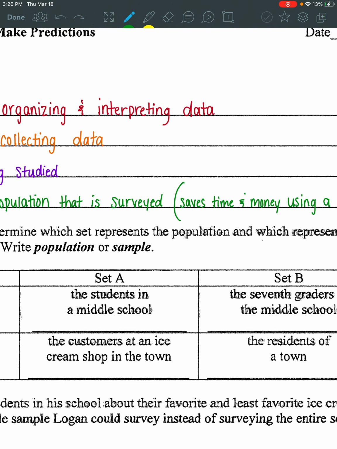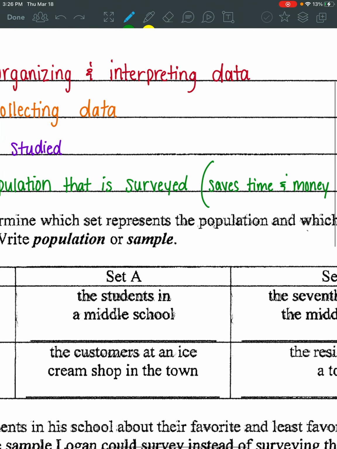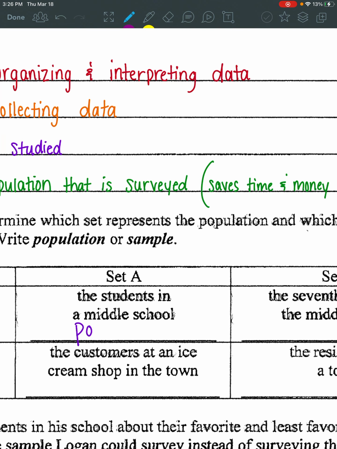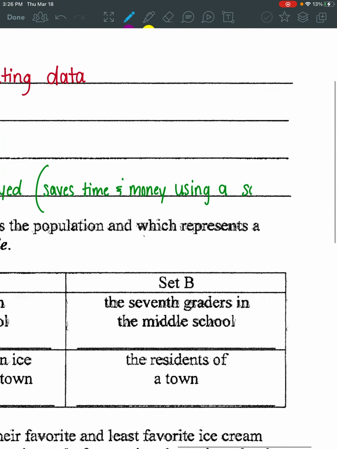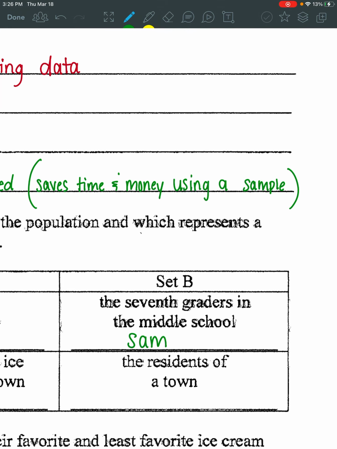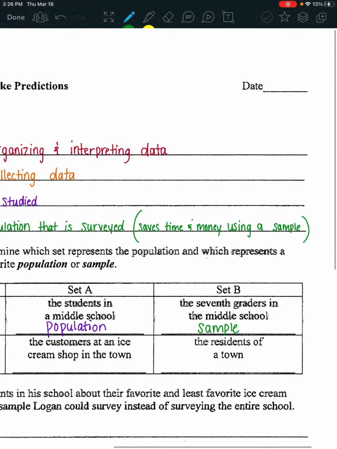So think about population is the bigger of the two. Which of these two includes more people, the larger group? Well, all of the students in the middle school, this would be an example of the population. But then we go around and we actually only survey the 7th graders, not every single student in the middle school. Well, then the group of 7th graders is going to be the sample. This is our sample, the 7th graders.